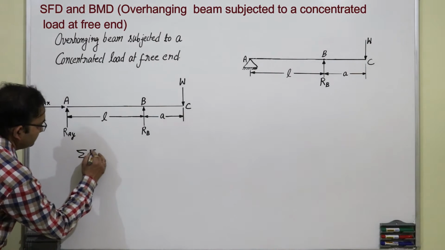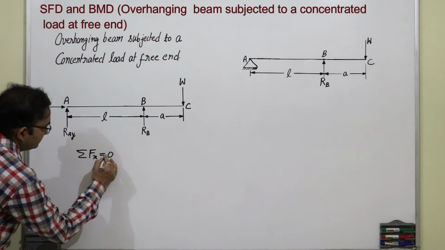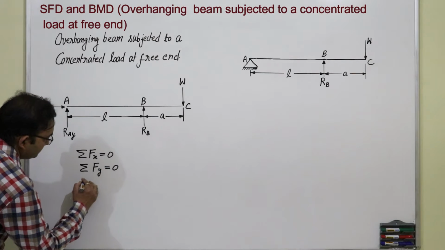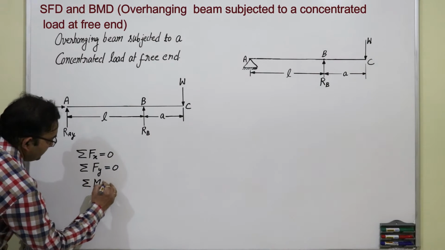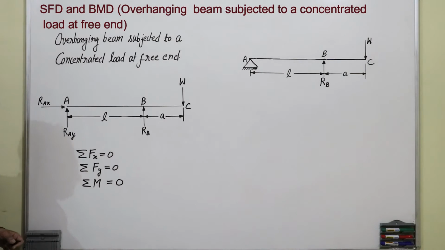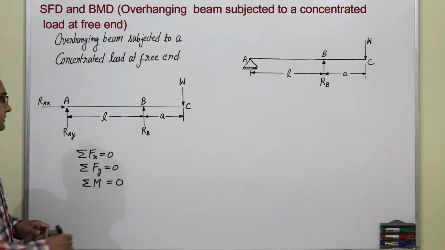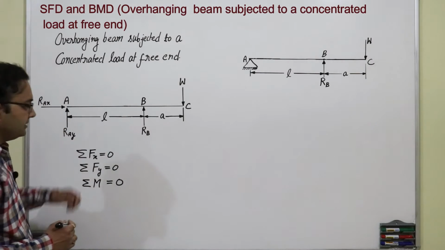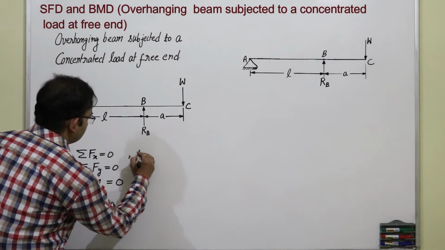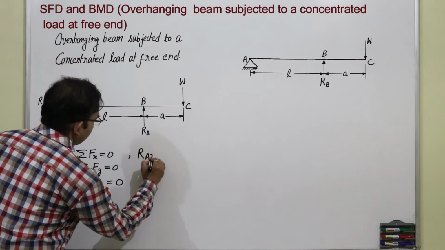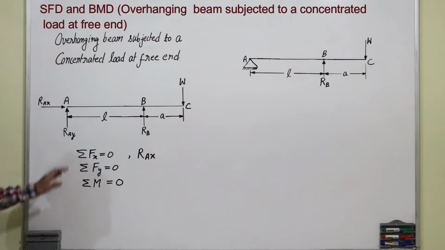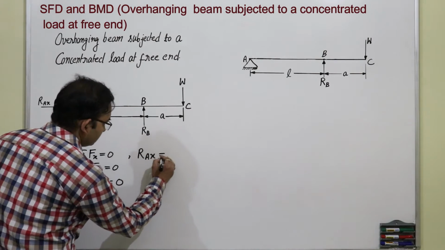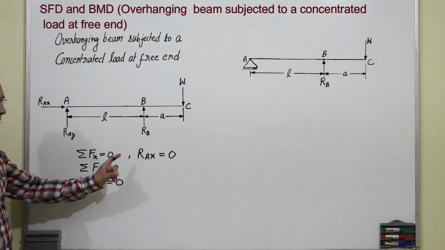Sum of horizontal forces is 0, sum of vertical forces is 0, and sum of moments equal to 0. We will see in this figure RAX is the horizontal force and it is towards right. There is no other horizontal force, that is why summation of horizontal force is 0, hence RAX equal to 0.